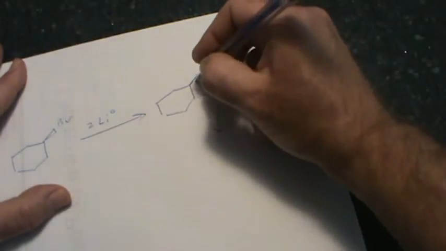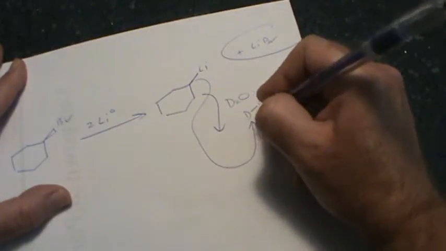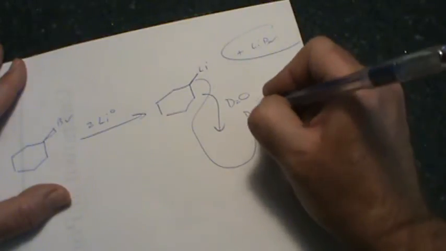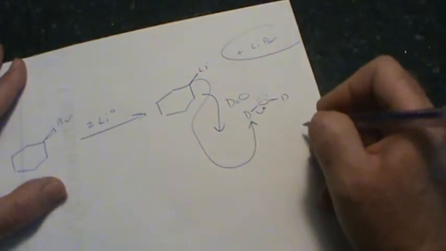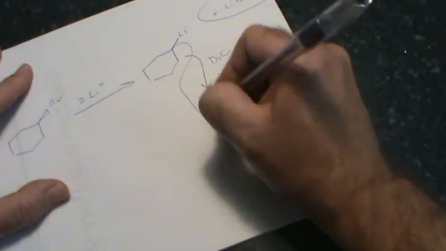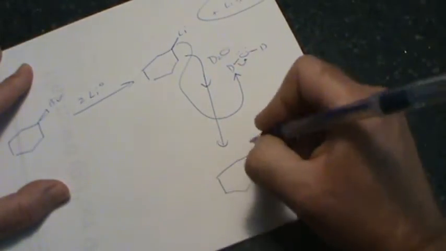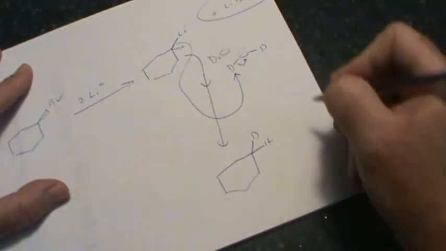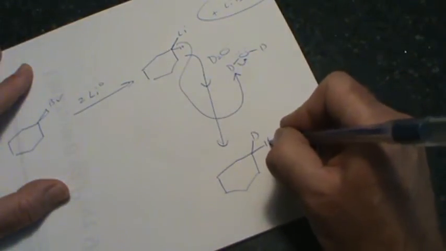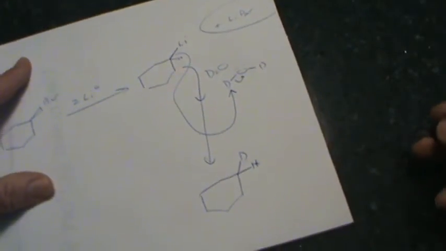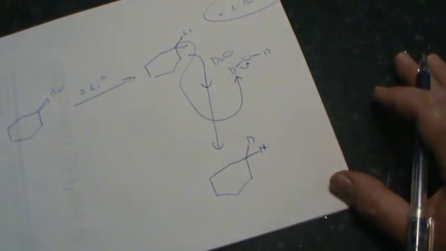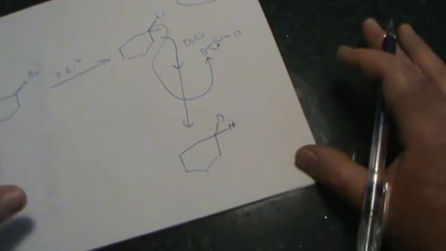I'm still going to take both of them and grab a deuteron, which is like an H+, only it's a D+. These 2 electrons kick onto the oxygen, and the result is that I now have added a deuterium. There was already 1 bond of hydrogen there, which wasn't shown, but now it is. And so I have selectively placed 1 deuterium atom onto this cyclohexane.